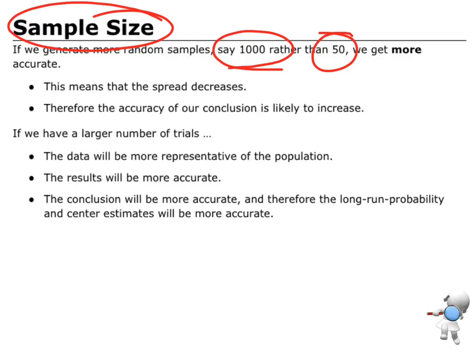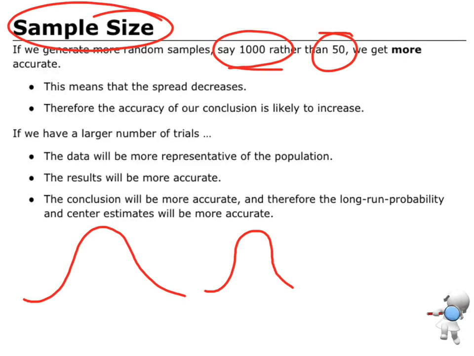So that means if this was my distribution with a sample size of 50, then with a sample size of 1,000, that's going to get much more tightly packed. It's going to get much more precise. So being able to increase the number of trials, while it takes longer to do, is going to give us better precision in our estimates. And so that's one of the ideas that we can talk about as statistical insight.